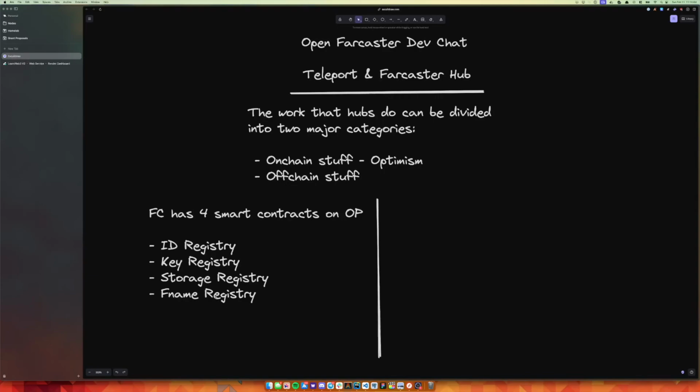The fname registry, it's not there yet, but this will be a mapping from FID to username, so an on-chain username, so nobody can fake it.